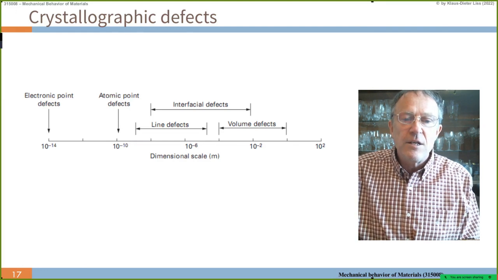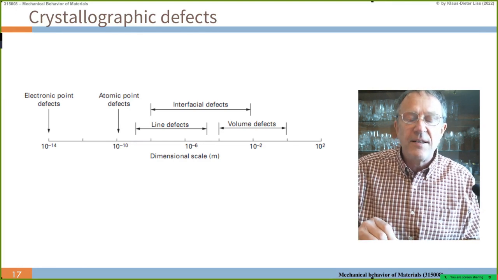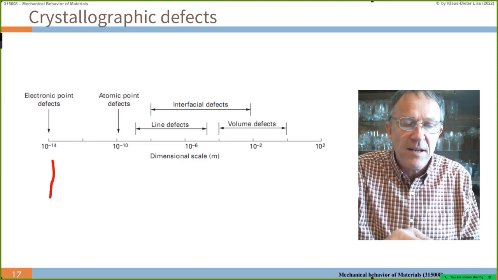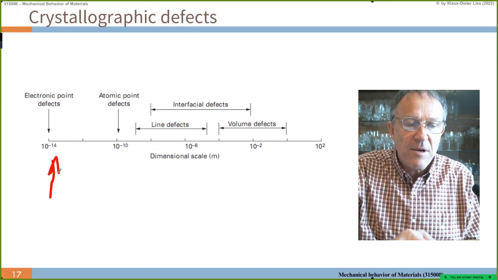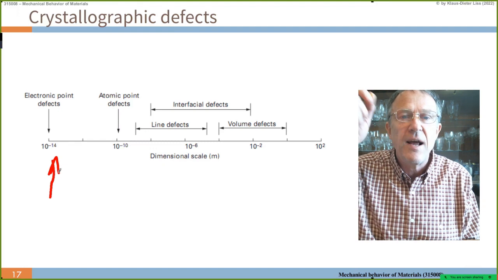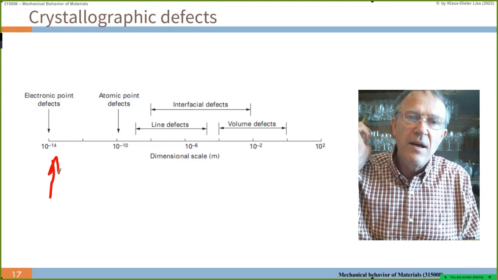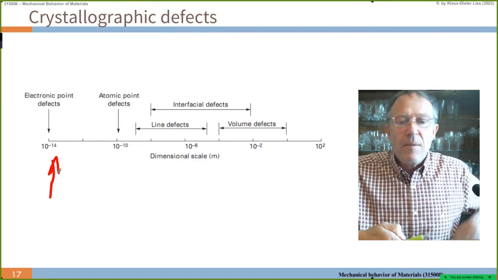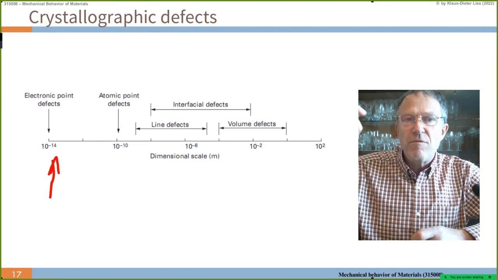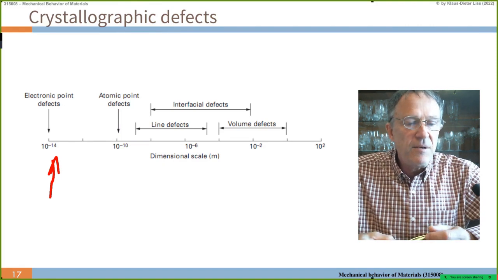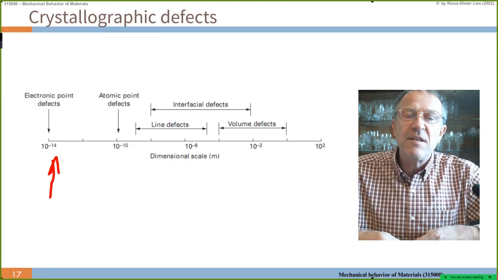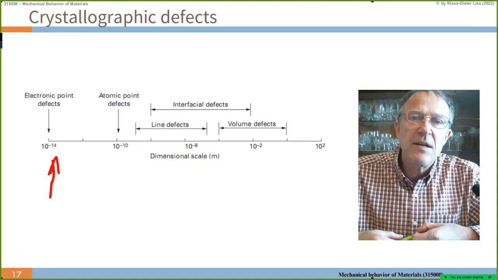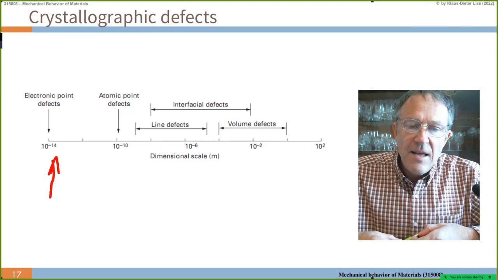So if we look to crystallographic defects at all, we have electronic point defects. They are 10 to minus 14 meters, so 1 electron missing. You know that from the semiconductors, doped semiconductors. You remove 1 electron, you get some band gaps and so. These electronic point defects, if you localize them, they would be 10 to minus 14 meters, so a classical electron radius. Then we have atomic point defects.